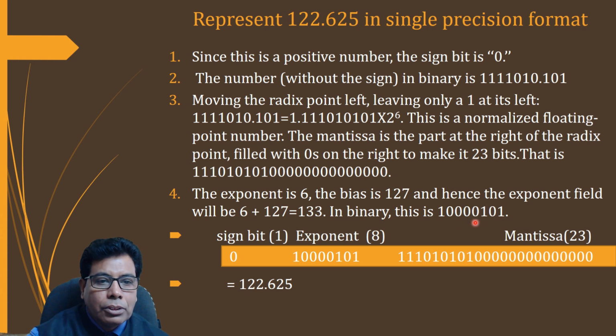So once you have done all these things, then you can represent it. So this is the sign bit, it is 0 because it is a positive number. Then the exponent is this 133, so that is represented with 8 bits. And the mantissa is this part. We have to put this mantissa here. So this will represent 122.625. In this way, we can represent any decimal number in the single precision format.